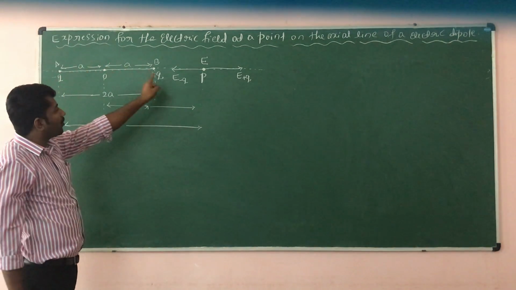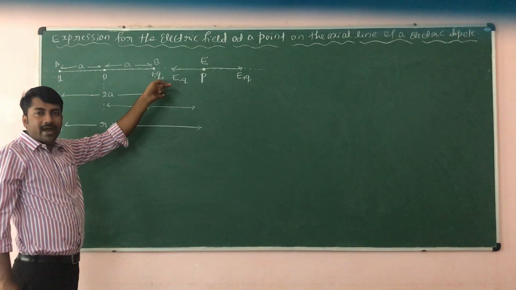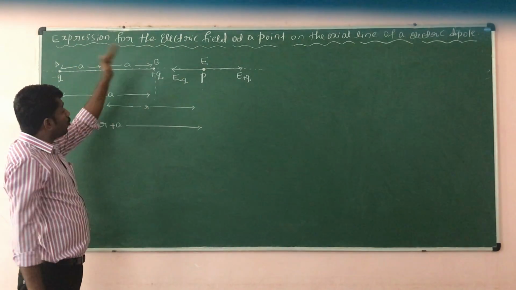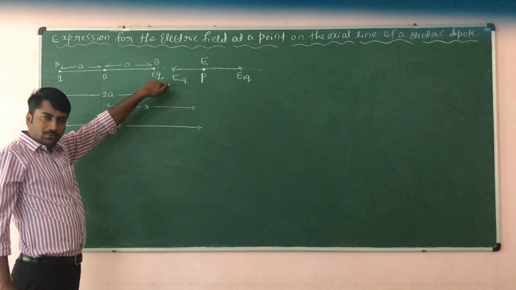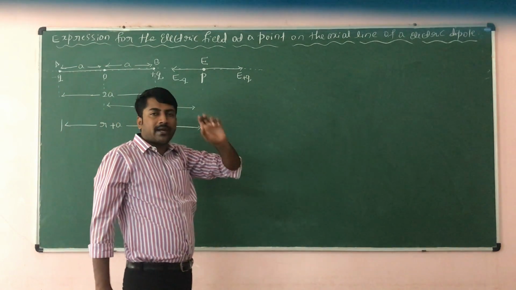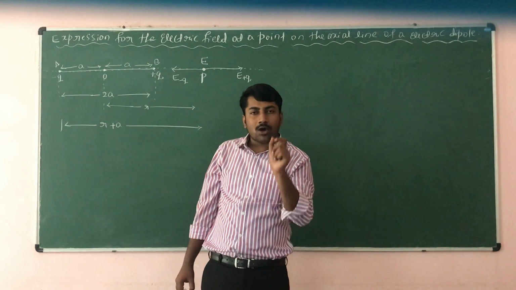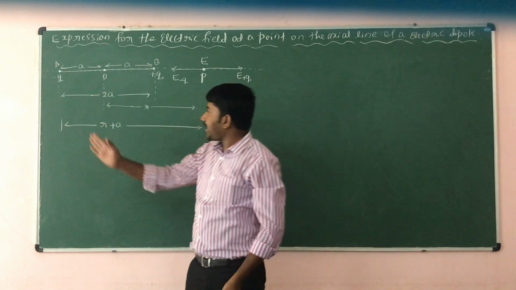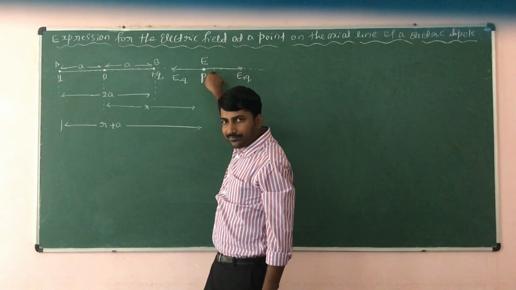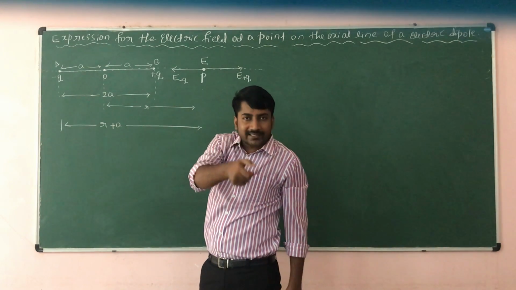Negative charge and positive charge, it is called the axis of the dipole. A line joining the two charges from negative to positive is called the axis of the dipole. Electric dipole means a pair of equal and opposite charges separated by a small distance. Axis of the dipole or axial line of the dipole means a line that passes through the axis of the dipole is called the axial line. Electric field at a point on the axis of the electric dipole.